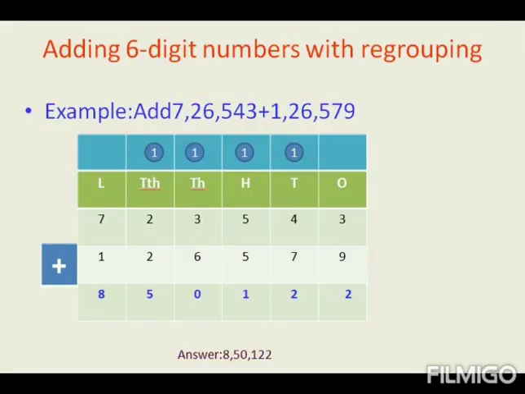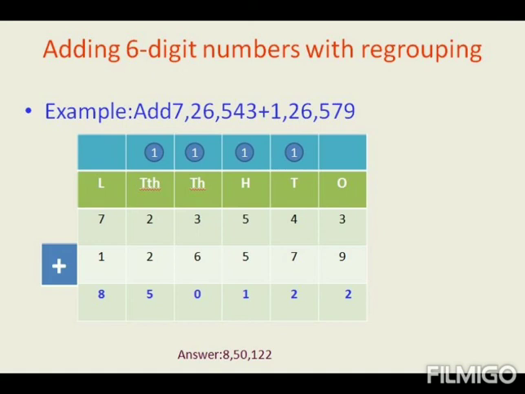Next we are going to learn how to add 6-digit numbers with regrouping. Now you are very clear on the concept, children, I think so. Here is your example. Add 7,26,543 and 1,26,579. Mention the digits in their respective places. Up to the lakhs place we have to write the digits since we have 6-digit numbers. After mentioning the digits, you just start adding from the ones place.